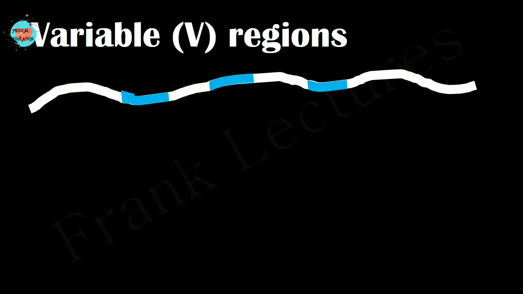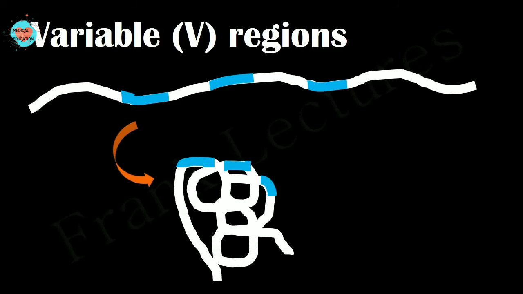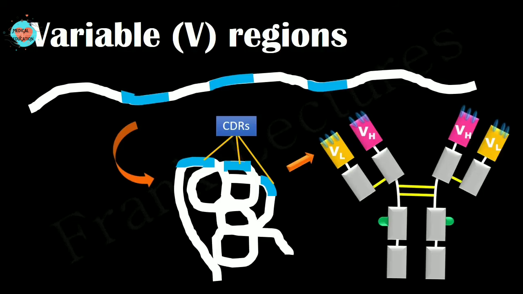Now, as you can see here, the CDRs are the regions which actually interact with the specific antigen, or in other words, they form the antigen binding site. These CDRs are brought together when the antibody molecule folds into its native conformation. In this image, the three blue color lines in each light and heavy chain are representing the CDRs. So, now we understand that antibodies can recognize diverse types of antigens because of these hypervariable regions.